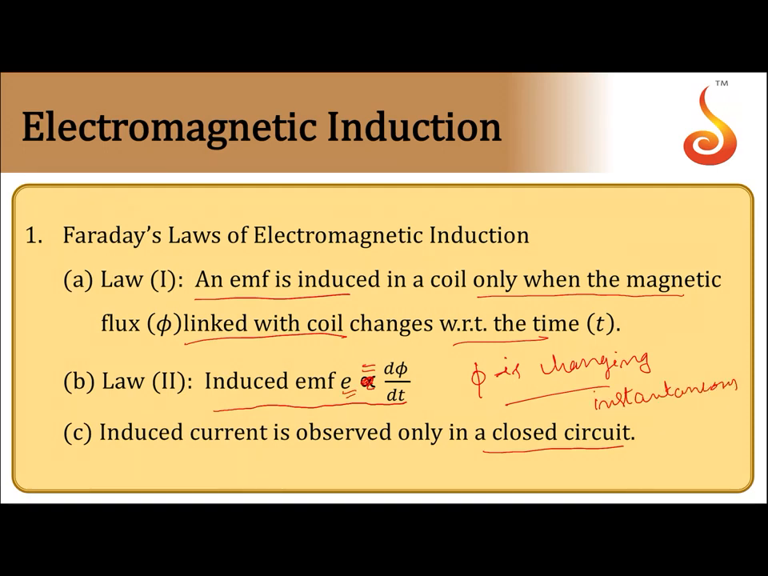So an EMF is induced across the ends of a coil when the magnetic flux linked with the coil changes with respect to time, and the induced EMF is equal to the rate of change of magnetic flux linked with the coil, and this induced EMF exists as long as the flux is changing. And if the circuit is closed, the current flows in the circuit, which we call induced current. So this is Faraday's law of electromagnetic induction.